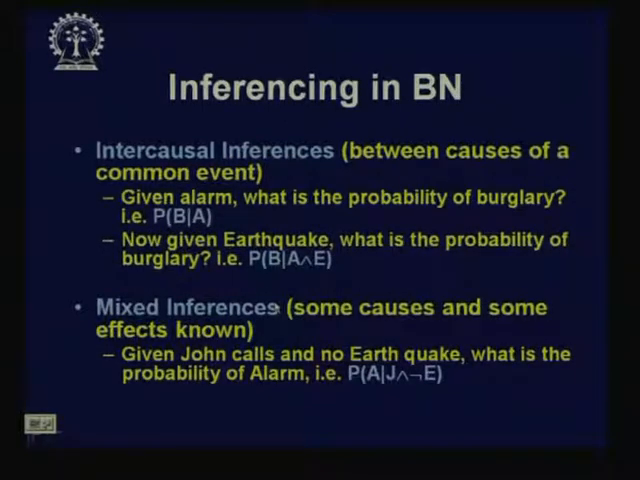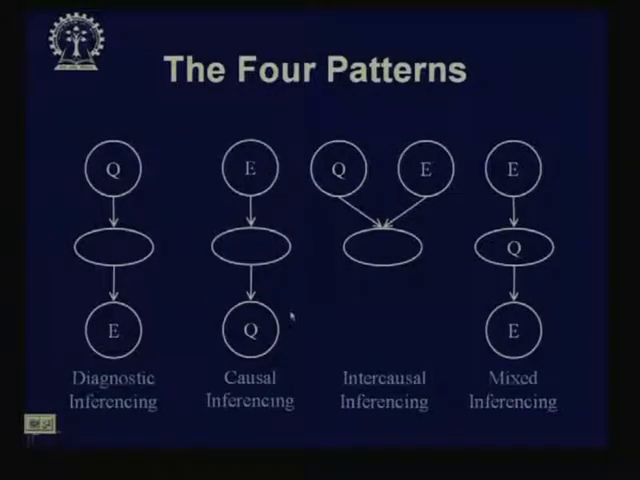The other thing is mixed inference. Some causes and some effects are known. For example, I know John has called, that is an effect I know, and I also know that no earthquake has occurred, that is some cause I know, the status of some cause. What is the probability of alarm? There is the probability of alarm when John has not called and there is no earthquake. So, figuratively we can see there are 4 patterns.